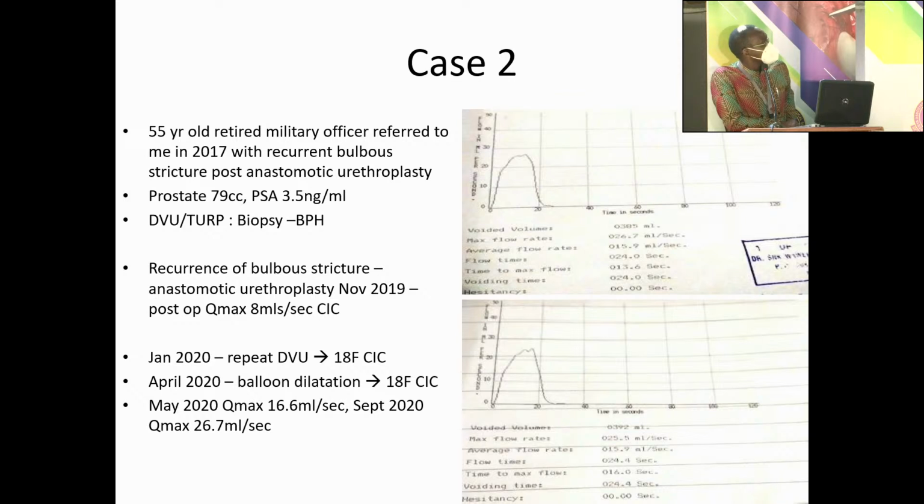And in April 2020, we did balloon dilatation up to 30 French and continued with CIC. And his Qmax gradually improved from 16, and now he's doing 26.7 mils per second, and none of them has any positive post-void residue.